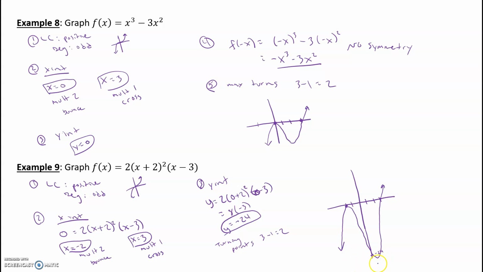Again, this could come down here. This could be way lower. This could be way wider. That part, not so much. We're just getting a generic feel of what the graph should look like.